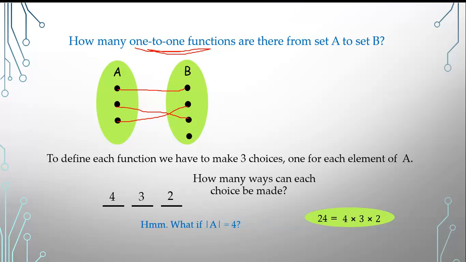If the number of elements in A is 4, how many one-to-one functions are there? Suppose you have another element here, that is your 4th element, right? How many options are there to make the relation from the B elements? Here we have 1 option, so we also multiply by 1. So again we will get 24 one-to-one functions. Clear?